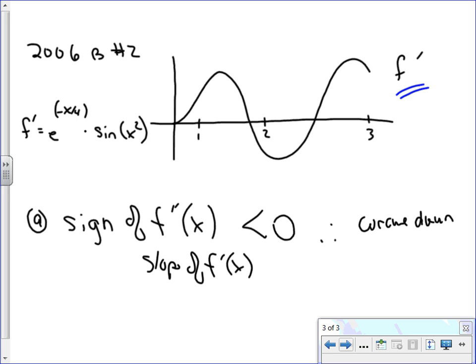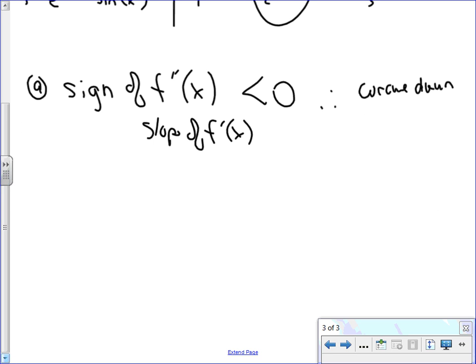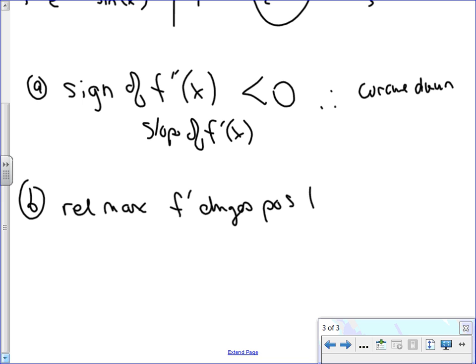Question B? What is question B asking for? Absolute min and max? No, just absolute max. So we need relative max. It's not looking at the whole thing, is it? Yeah, the whole thing, 0 to 3. All right, so relative max, what do we look for? It changes from positive to negative. Get F prime, tell me where it changes from positive to negative.